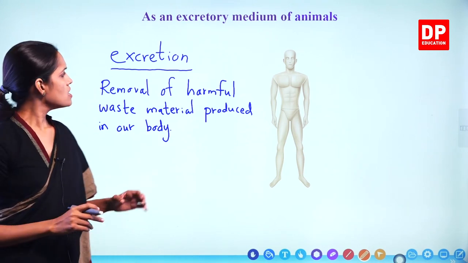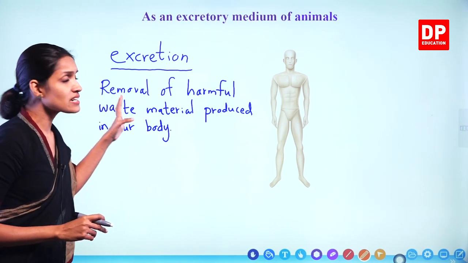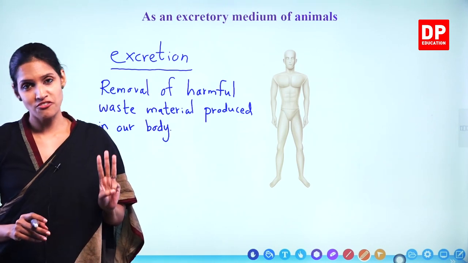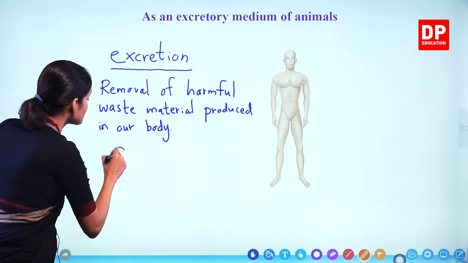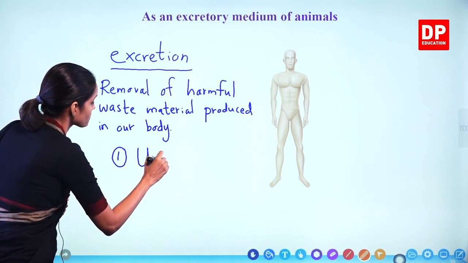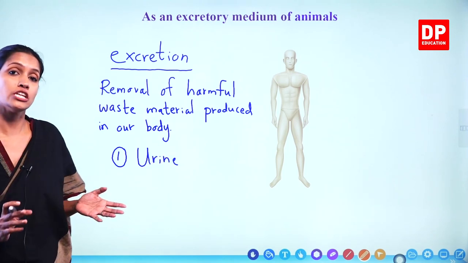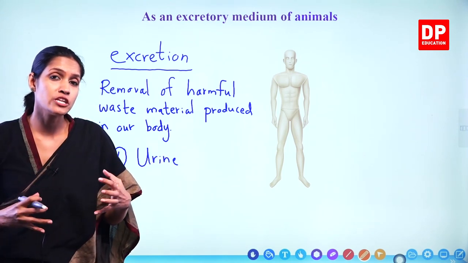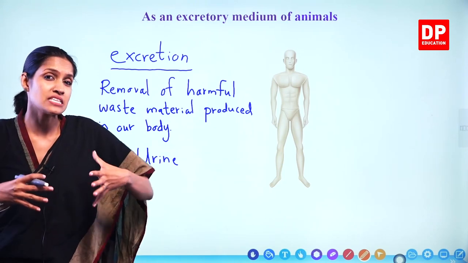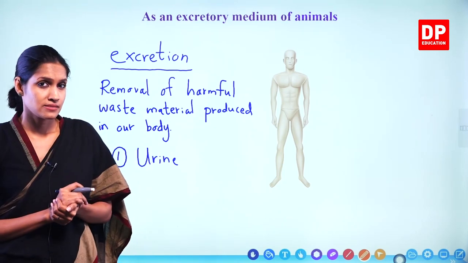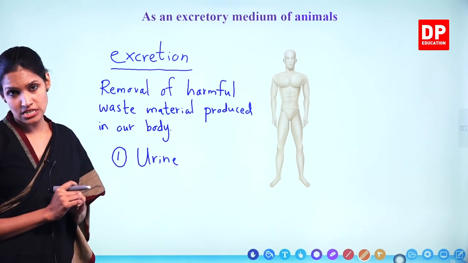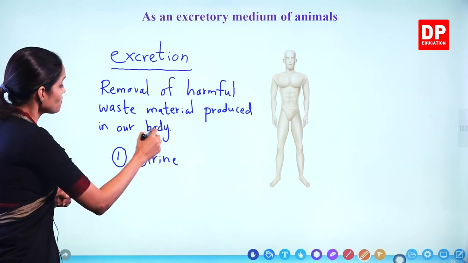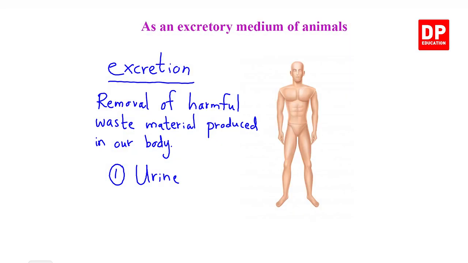Okay, children. This excretion can be done in three main ways. The main way of doing excretion is by urine. Urine is produced in kidneys and urine is sent out using the bladder. So, urine is the main excretory material. When you consider urine, 90% of urine contains water.